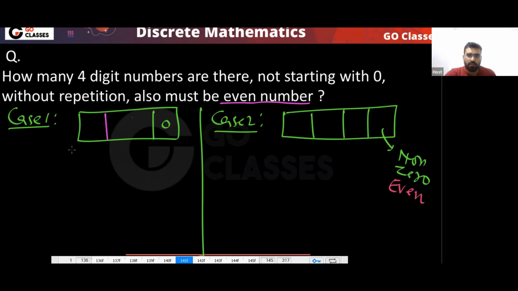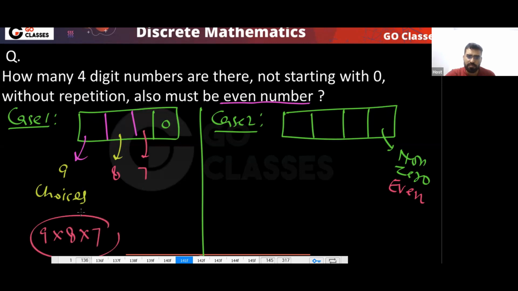So finally, if you put 0 here, how many choices? Then 9 choices. Now you can put anything you want here. So there will be 8 choices and then 7 choices. So here you will have 9 into 8 into 7. And here, what will you have? For this, you have a total of 4 choices because you cannot put 0 here.